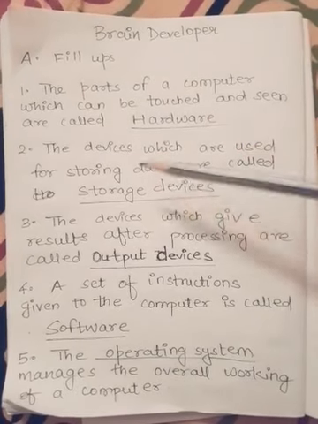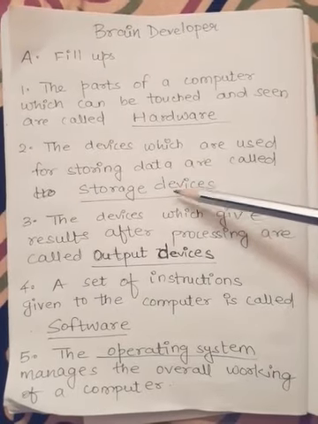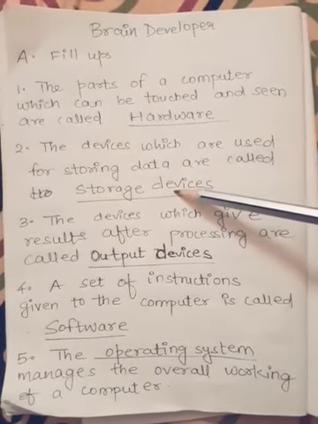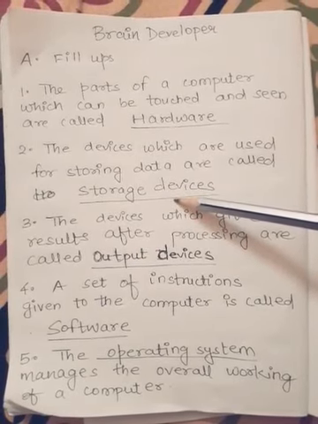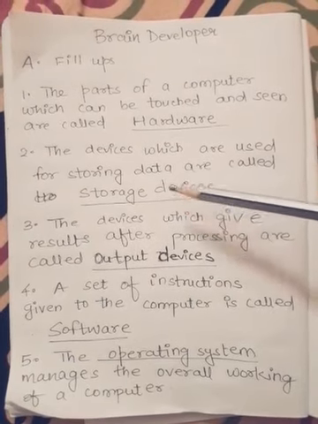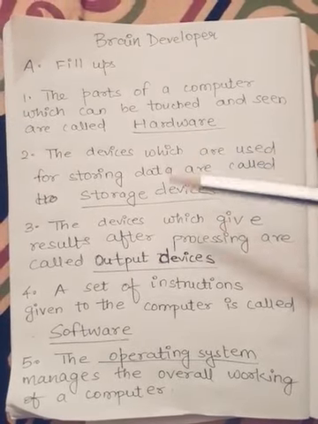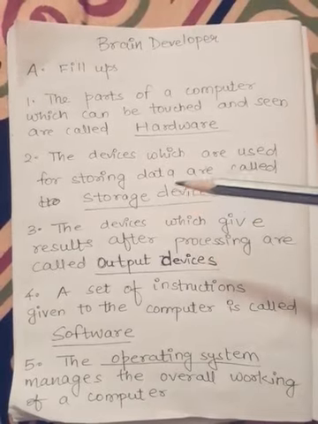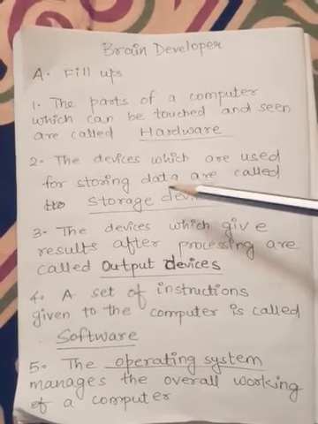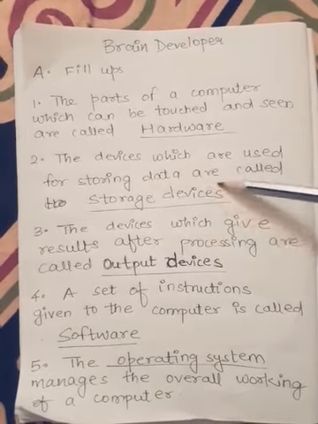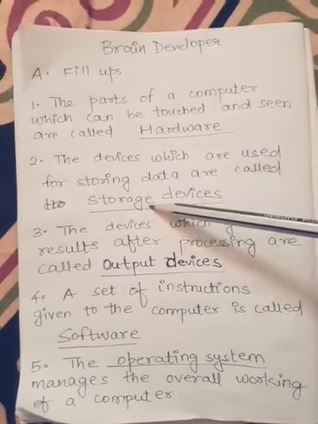Now, students, come to point number 2, that is the devices which are used for storing data are called storage devices. You have seen the pen drive, students. Yes, that is an external device used for storage, right? We store images, we store pictures, we store voice notes also. There are some devices, like the hard disk of a computer. These are also storage devices. The devices which are used for storing data, for storing information, are called storage devices.